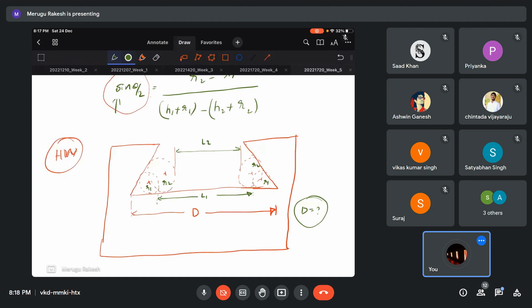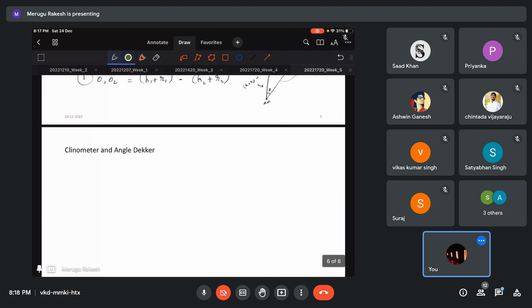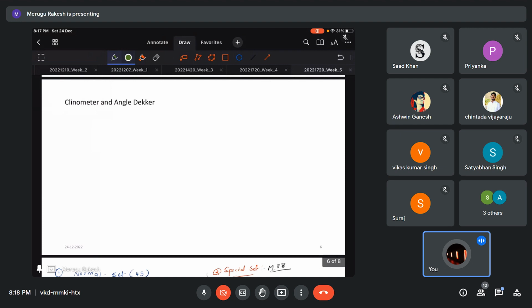Okay, you can note it down and take a screenshot, and you can try to solve this. I think it is straightforward. Then we will discuss some of the concepts. So this is a theoretical question.